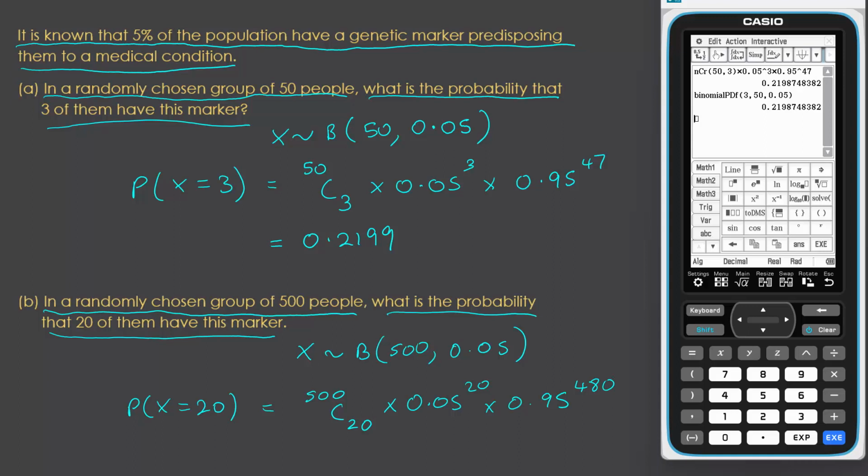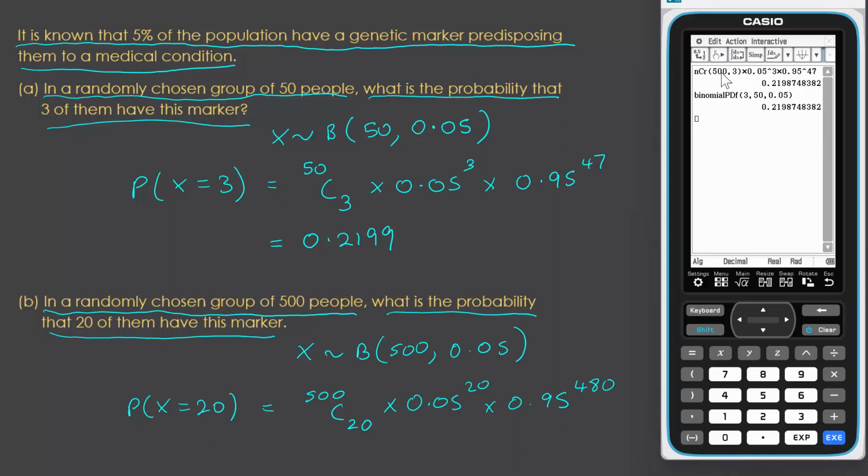Now we can probably edit what we've got up here. So we want 500, I've already changed that one. And we want to change this to 20. And we want to change the power here to 20. And the power over here, we need it to be 480. And we can see that we get this horrible number here. It hasn't sorted it out at all.